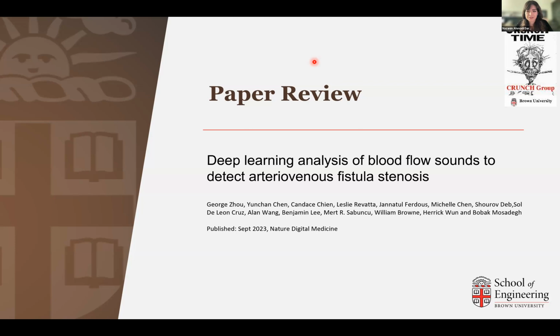Additi is a first year PhD student in the Department of Applied Mathematics at Brown University. Prior to this, she earned her master's degree in pure mathematics at Imperial College London, UK, and her honors bachelor's degree in mathematics from University of Delhi, India.